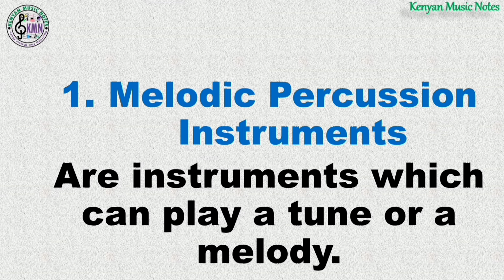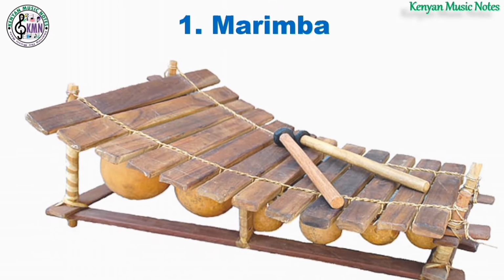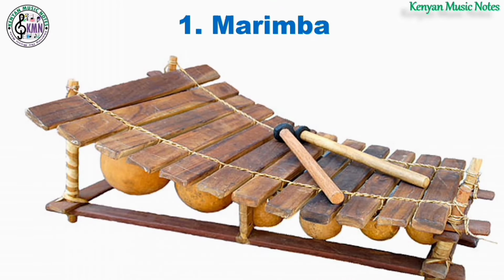Let's see the examples of melodic percussion instruments. The first melodic percussion instrument is the marimba. This is how a marimba looks like. A marimba is made up of wooden blocks which when we hit, they produce different pitches. So the first wooden block produces a different pitch compared to the next wooden block.